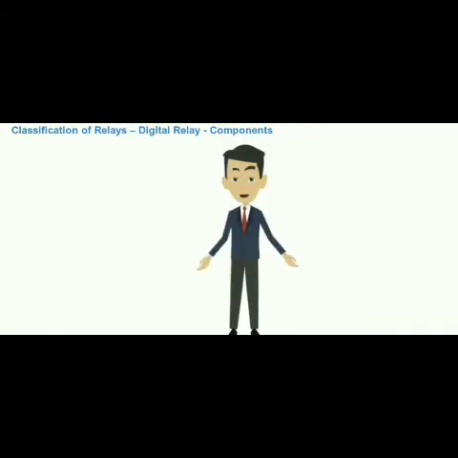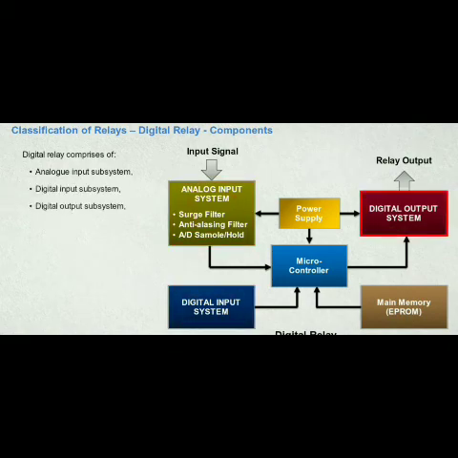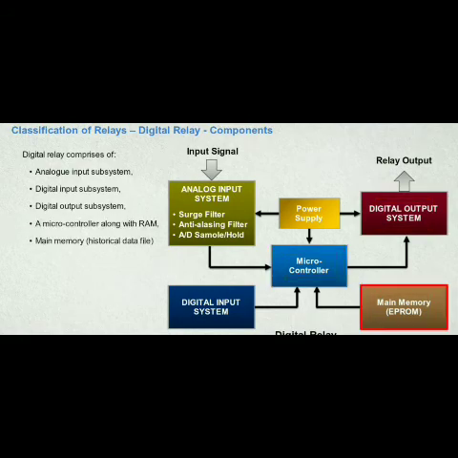Now that we know what is digital relay, let us take a look at the components of digital relay. Basically, digital relay comprises an analog input subsystem, digital input subsystem, digital output subsystem, a microcontroller along with RAM, main memory, historical data file, and power supply.